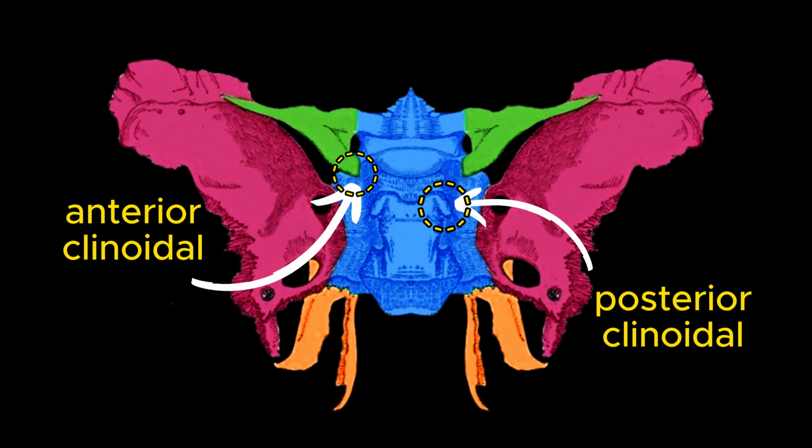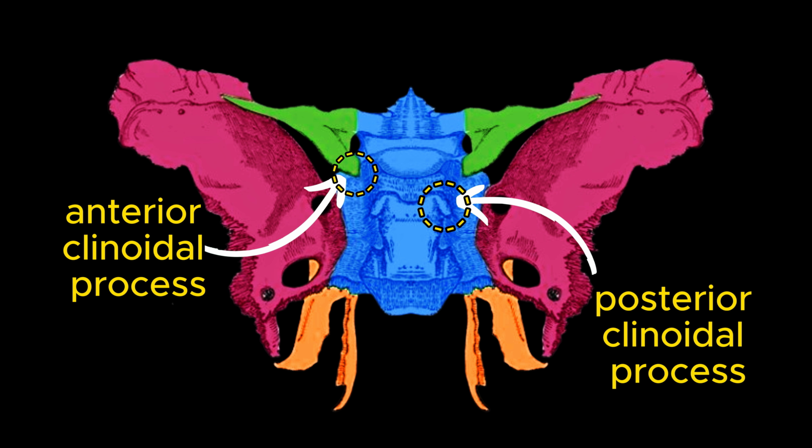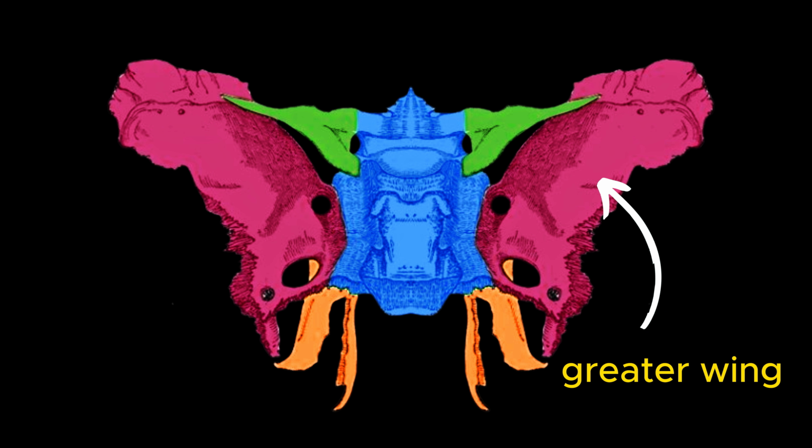The anterior clinoid processes arise from the sphenoidal lesser wings, while the posterior clinoid processes are the superolateral projections of the dorsum sellae. The greater wing of the sphenoid bone extends from the sphenoid body in a lateral, superior, and posterior direction. There are three foramina present in the greater wing.